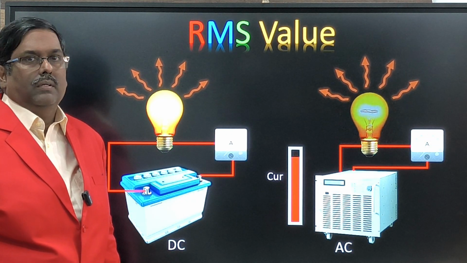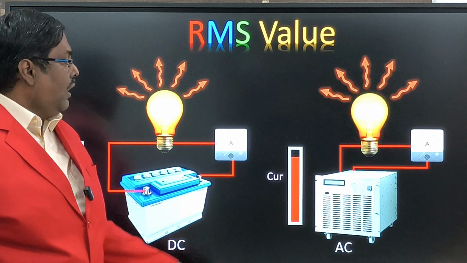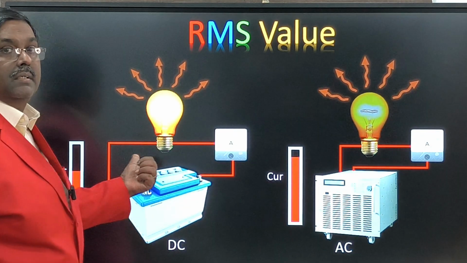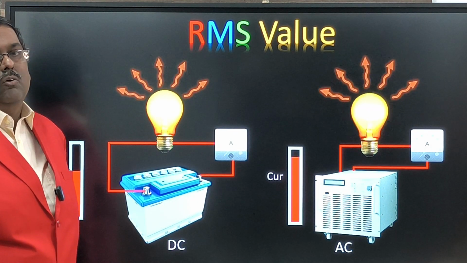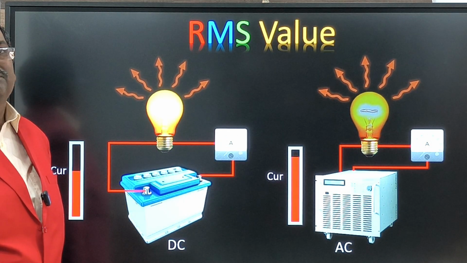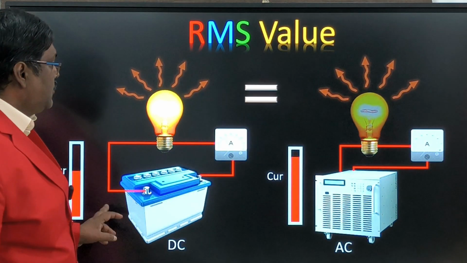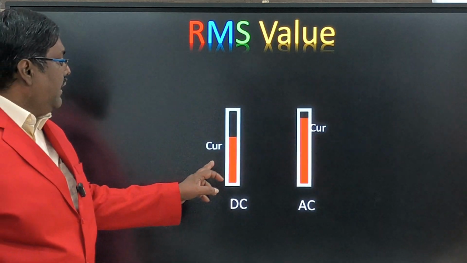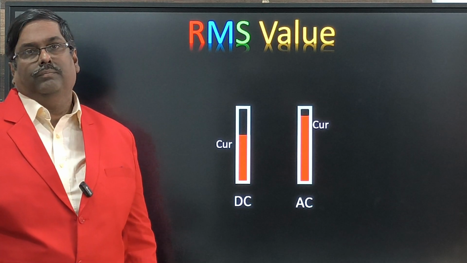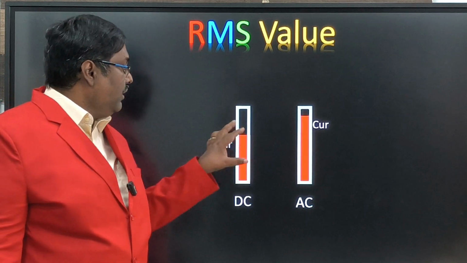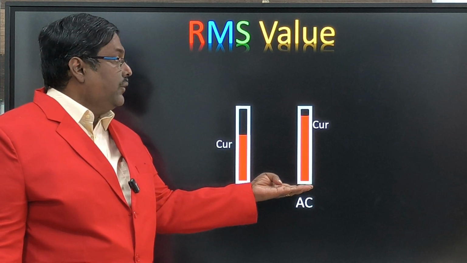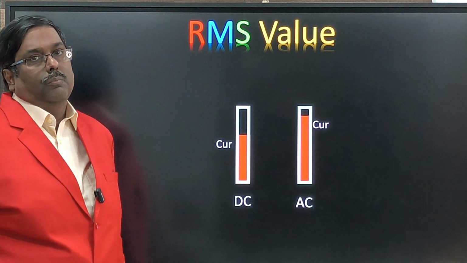You got my point? Heat means power. So power should be the same. Now how much current you increase, this much current you have to get this much DC output. Okay. So this current will be RMS. That is a ratio between these two. This is the current we gave to the AC circuit, this is the current we gave to the DC circuit. Now we have to compare these two, because for attaining the same power as from the DC circuit with this much current, in the AC circuit we are giving more current to achieve the same output.